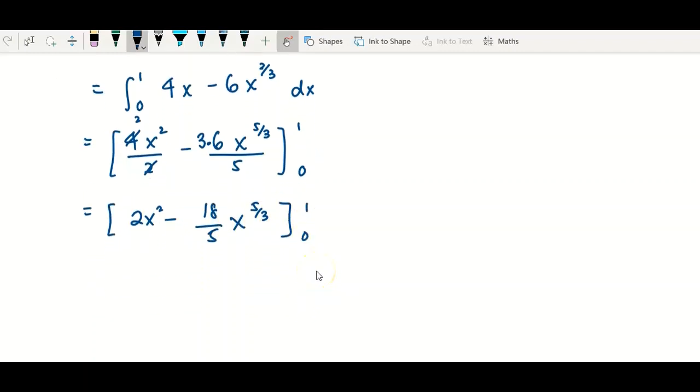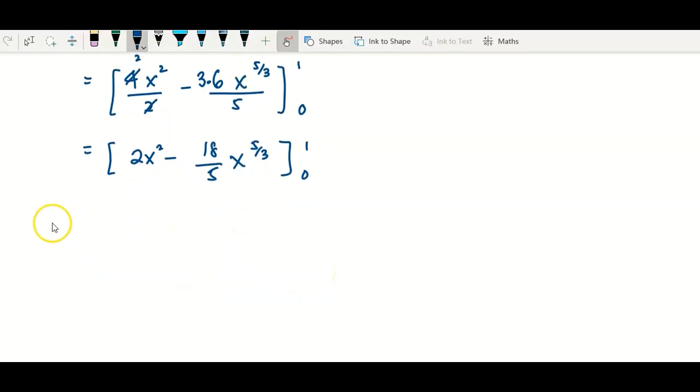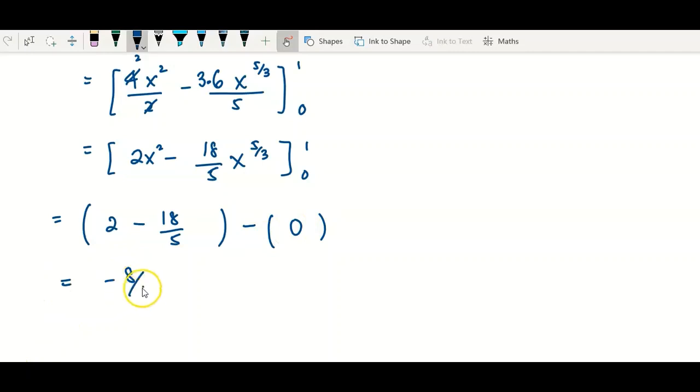Now get ready to substitute the upper limit and lower limit. Get ready brackets. Okay, substitute 1 inside, you have 2 minus 18 over 5, because 1 power of anything also produces 1. Substitute 0 in these two terms, you get 0. So finally you have negative 8 over 5.